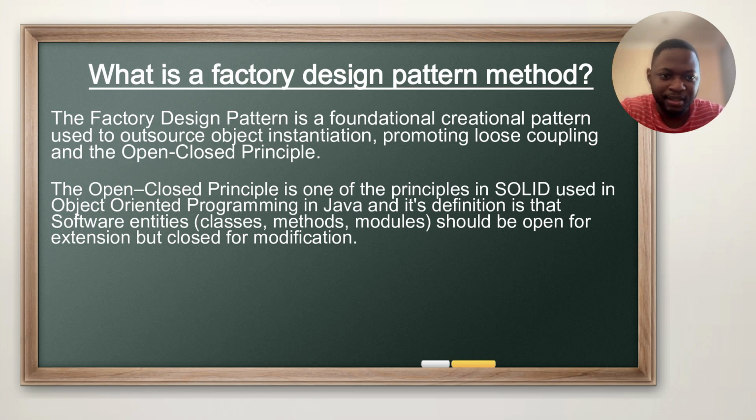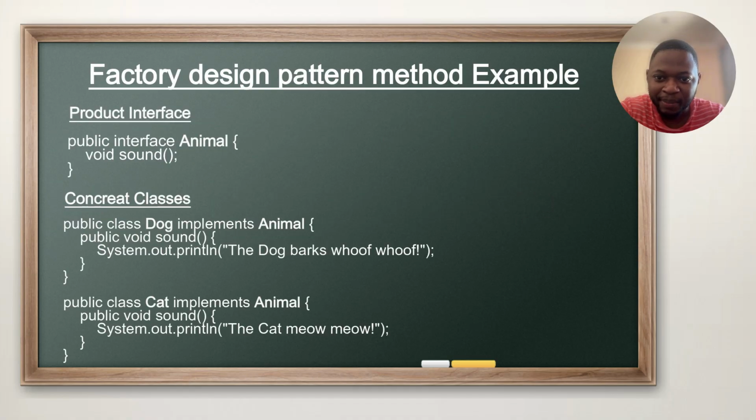I'll touch a bit later on that on the next slide. Okay, let's go to the next slide. So, the factory design pattern method example. In the factory design pattern, we usually have our product interface, our concrete class or concrete classes, and then our factory class, which is responsible for actually creating all these objects.